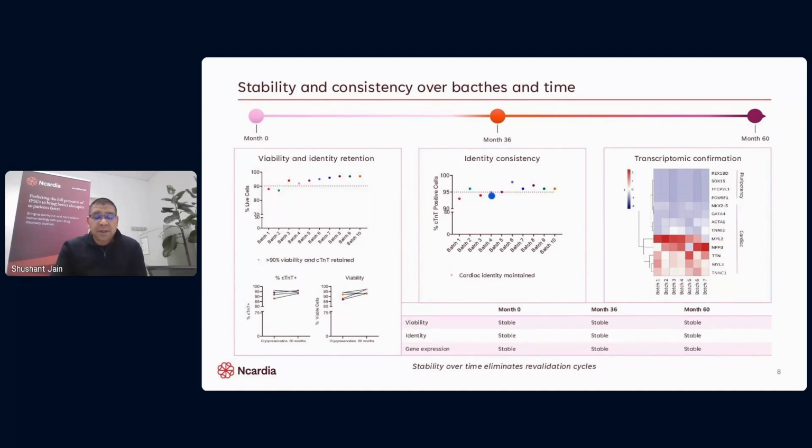In terms of the consistency, what I mean by consistency is the cellular identity. Again, across the different batches, we see that the percentage of troponin T positive cells remains very high. And if we look on the graph on the bottom left, over time there is very little change in the percentage of troponin T positive cells. And it's very similar, again, from batch to batch in terms of the expression profile. So overall, the cells that are produced are stable over time, eliminating the need for revalidation cycles.